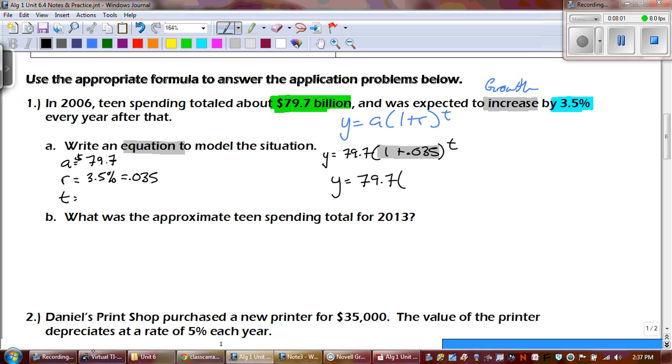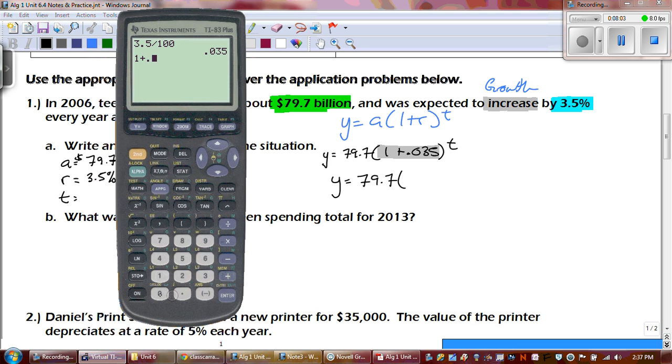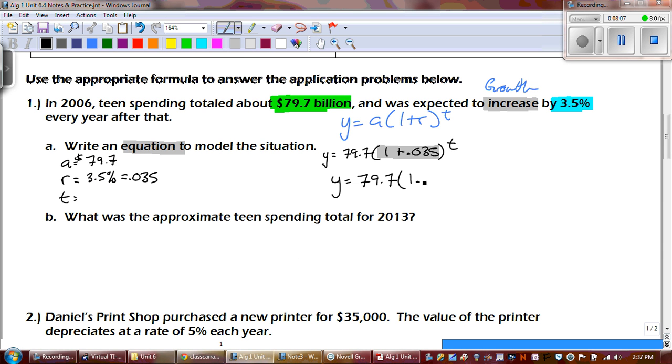7.97. And if you need a calculator, 1 plus 0.035, do it. And there we go. This is our equation that we're going to need. And does it represent growth? Well, look at your base. Is it greater than 1? Yeah. So that means this is our growth equation.